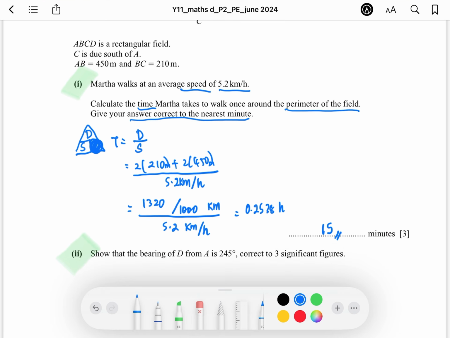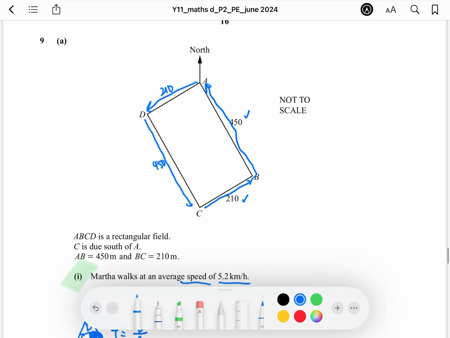Show that the bearing of D from A. That means at A you need to have the north line going towards D. Translate that into the diagram. So let me erase this one. We have the north line there. Let me just extend that one. And then from A to the line where it connects to D. So that is what the question is asking to find.